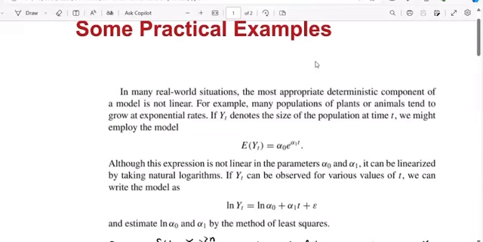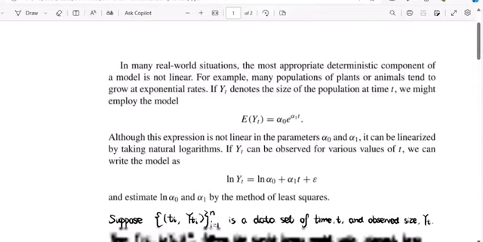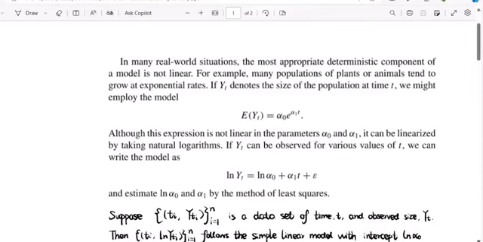In many real world situations, the most appropriate deterministic component of a model is not linear. Does that make sense? For example, many populations of plant or animal tend to grow exponentially. You know that, right? Okay. Now let's say Yt is the size of the population at time t. We might employ this model. Okay, this model here is a population model.